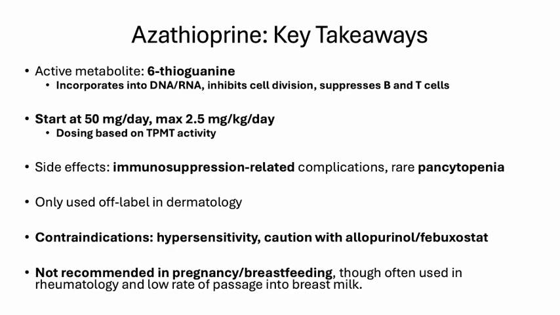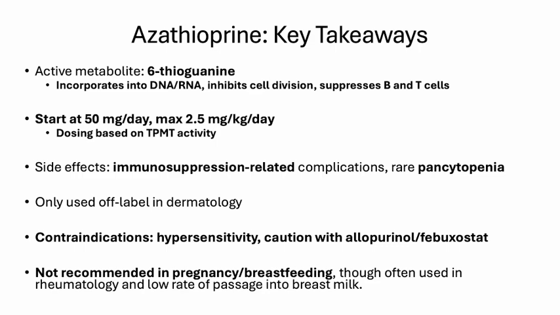Alright, so key takeaways for azathioprine. Its active metabolite is 6-thioguanine, which incorporates into DNA and RNA. It inhibits cell division and suppresses B and T cells. It's typically started at 50 milligrams per day and can be increased up to a max of 2.5 mg per kg per day. Dosing can be based on the patient's TPMT activity.